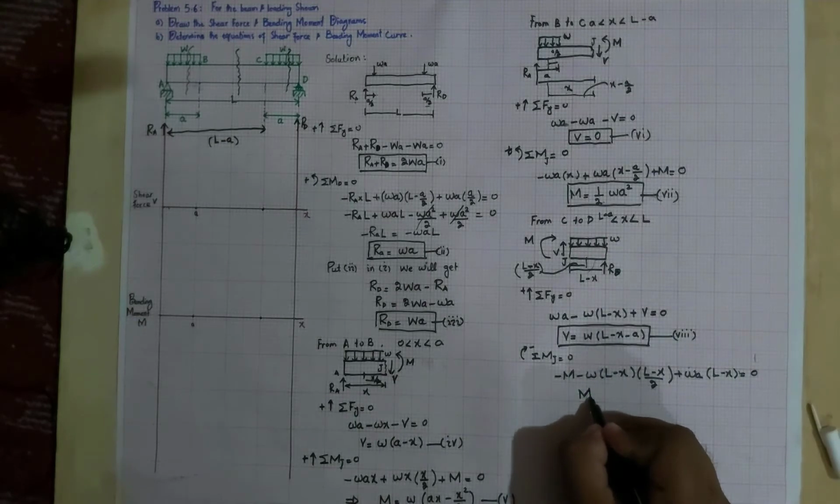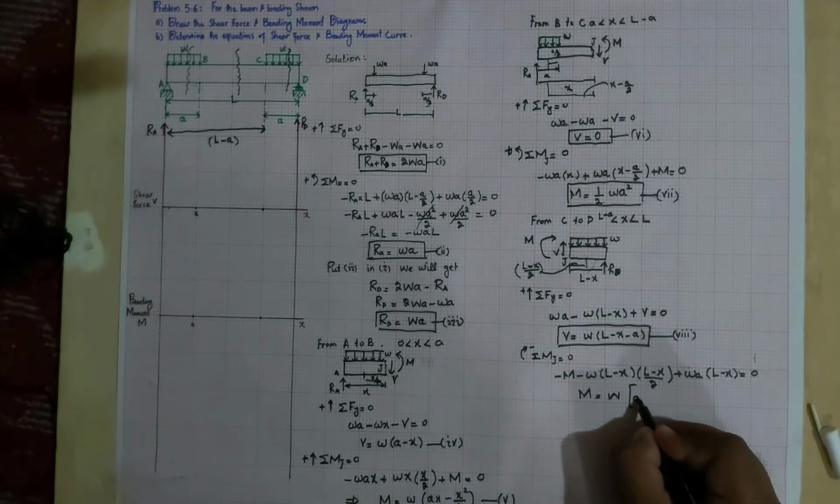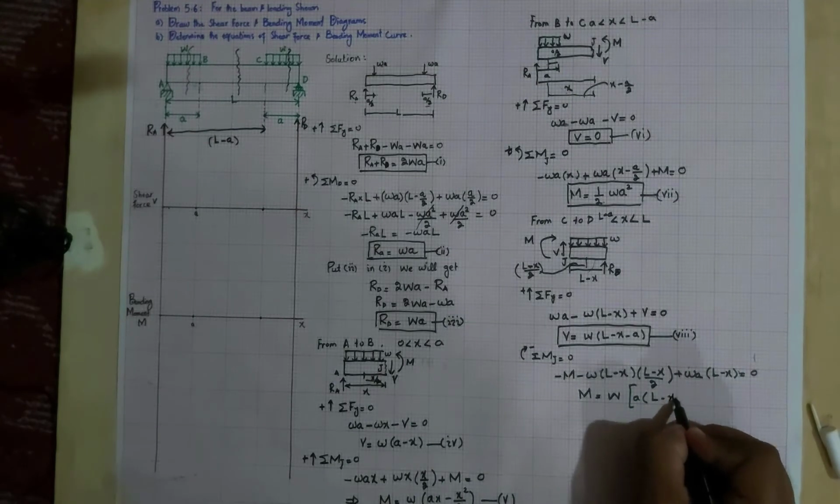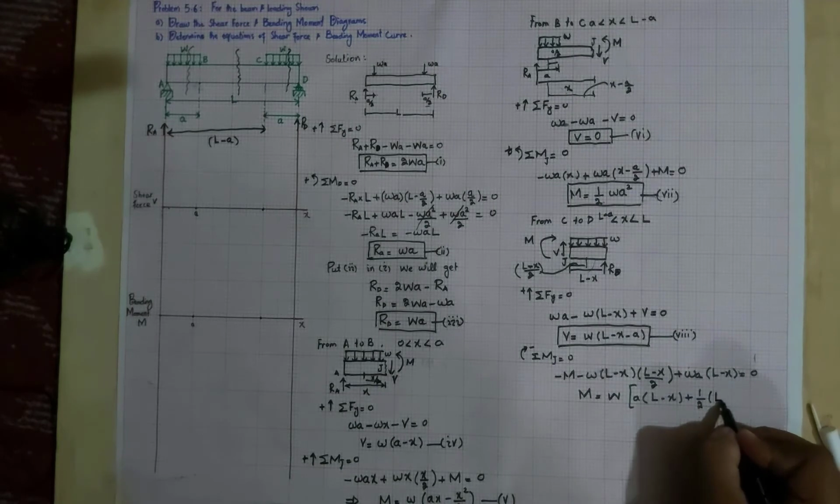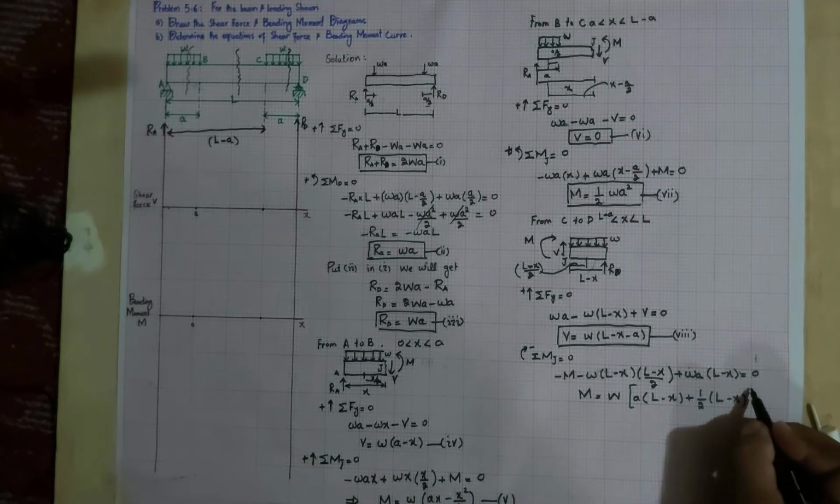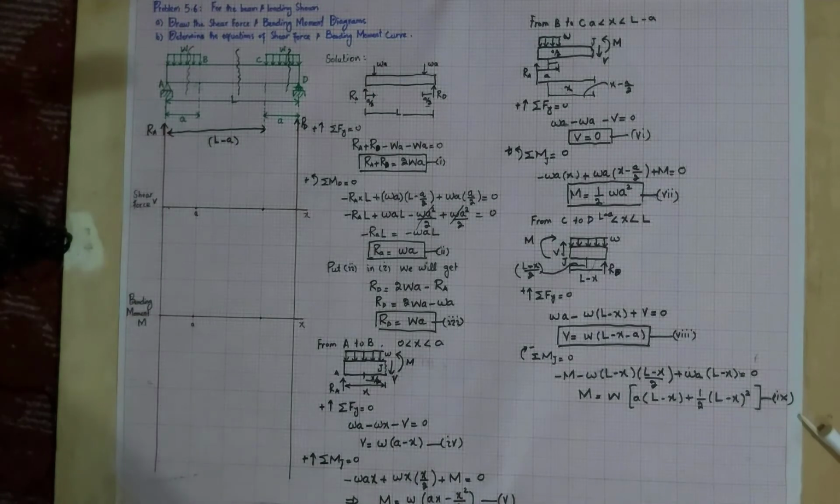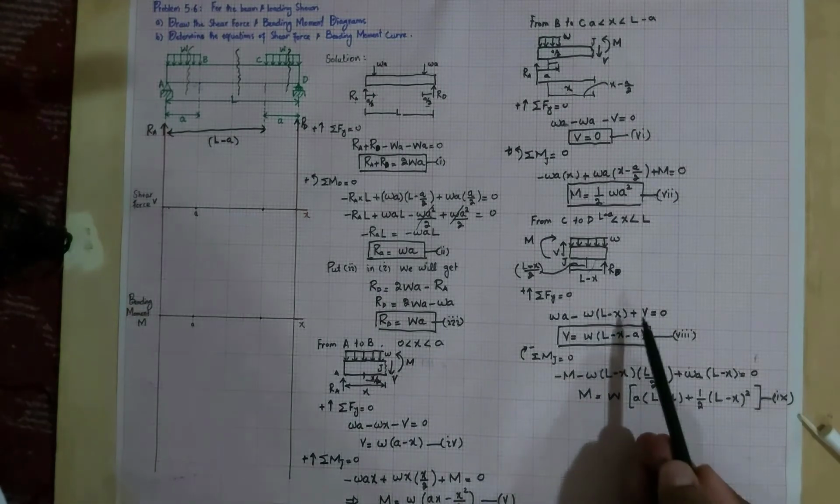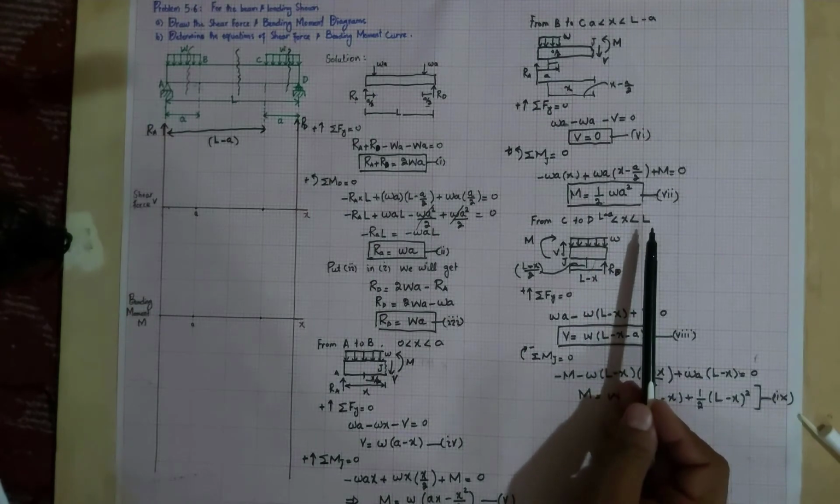So we will get moment is equal to W into A into L minus X plus half of L minus X whole square. So this is equation number 9. Now equation number 9 is the bending moment equation for the region X greater than L minus A and X less than L.